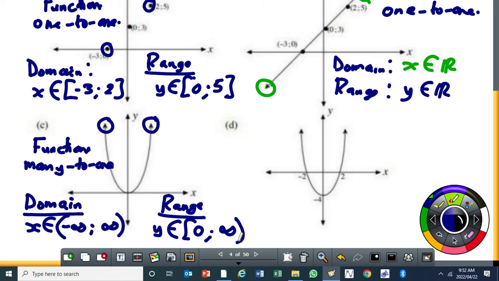Please be aware that there is a square bracket here to indicate that the 0 is included, because positive infinity is not a specific value, so we don't put a square bracket there. I expect you to be aware of that at this stage. All right? So I think in my introduction to this lesson, we'll stop there.